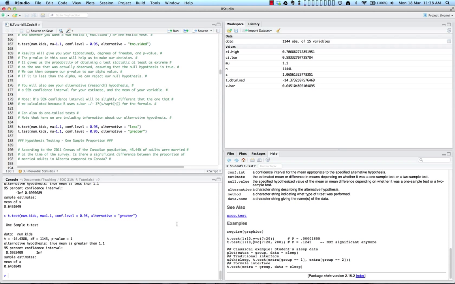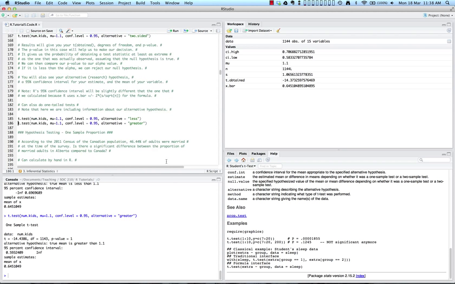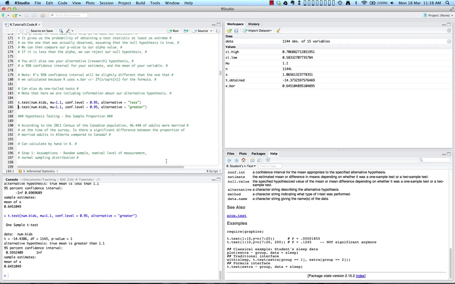In addition to calculating hypothesis tests for single sample means, we can also do that for single sample proportions as well using R. So here we have another example. According to the 2011 census of the Canadian population, 46.44% of adults were married at the time of the survey. We want to know if there's a significant difference between the proportion of married adults in Alberta compared to Canada. So let's start again using our 5 steps for hypothesis testing.